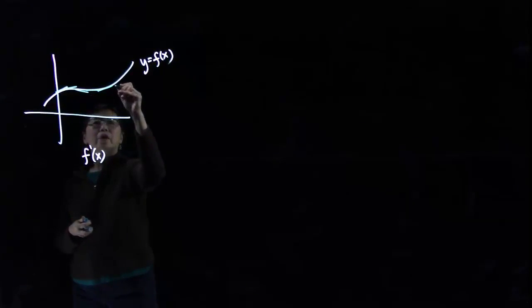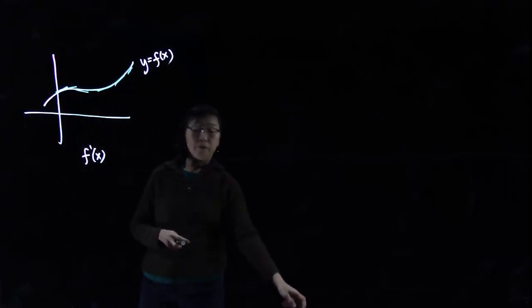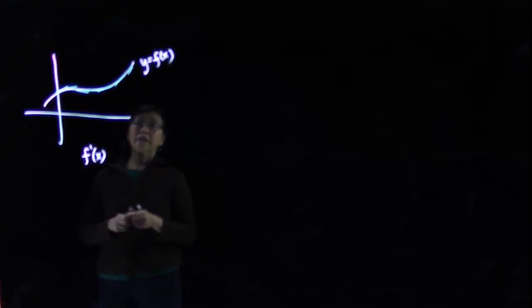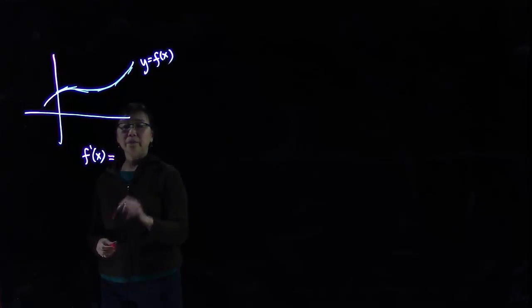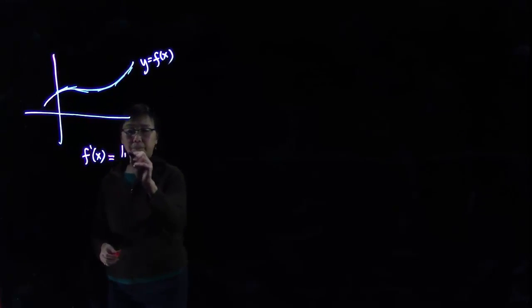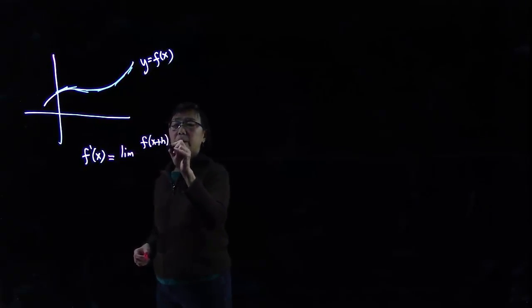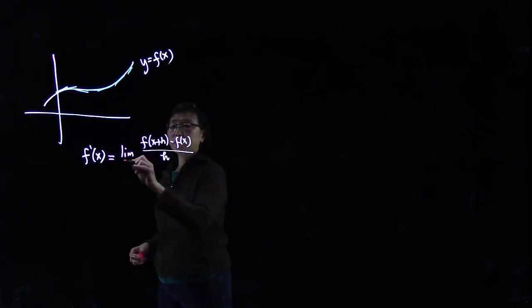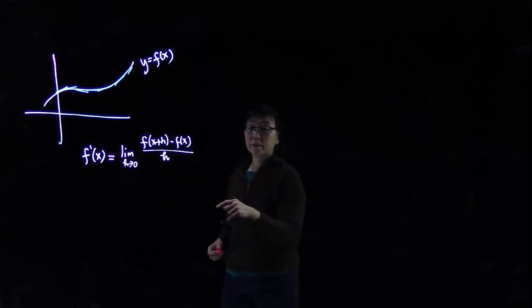Okay? So our goal here is to figure out how to find the slope of those lines at every point of the graph. And according to our definition, this is the limit of f of x plus h minus f of x all over h as h approaches 0. And where we got this formula is from the slope of the secant line.